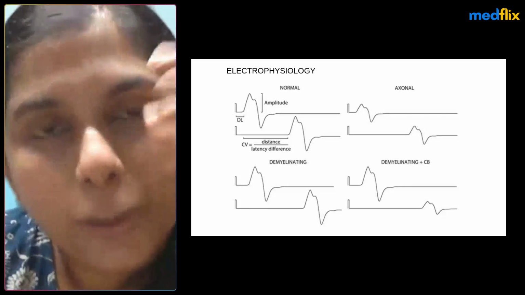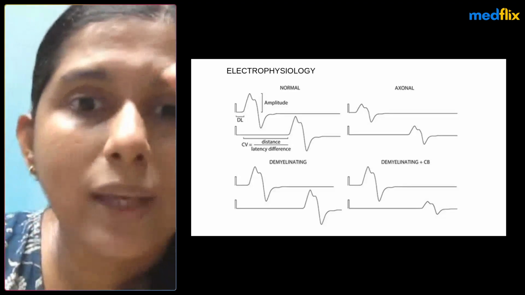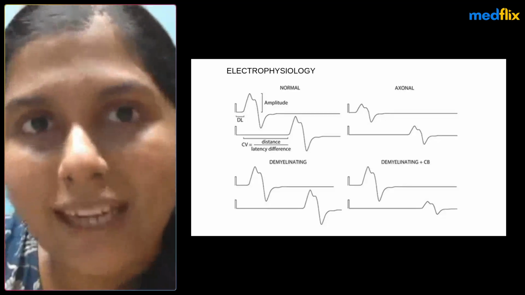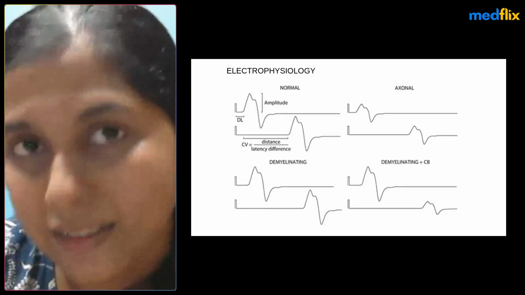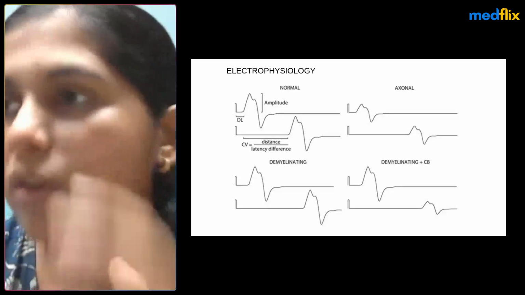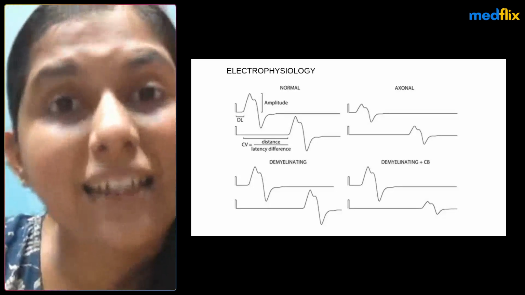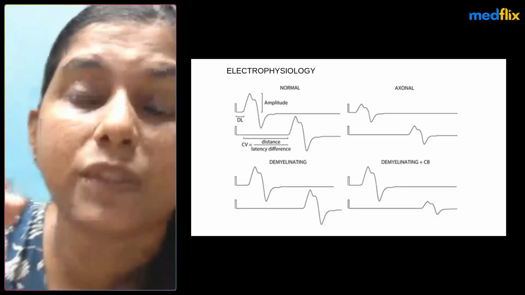So to put it very simply, this diagram illustrates this. In axonal neuropathy, we have a reduction in the amplitudes, while in a demyelinating variant, what we have is a prolonged distal latency with reduced conduction velocity, because myelination is lost, saltatory conduction is lost, and velocity is lost there. And in the demyelinating variant also, we have demyelination with conduction block and demyelination without conduction block.